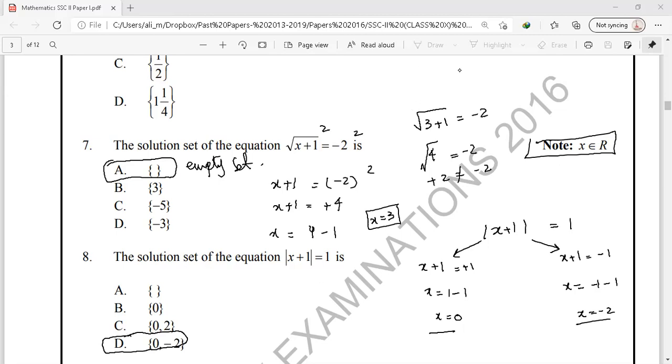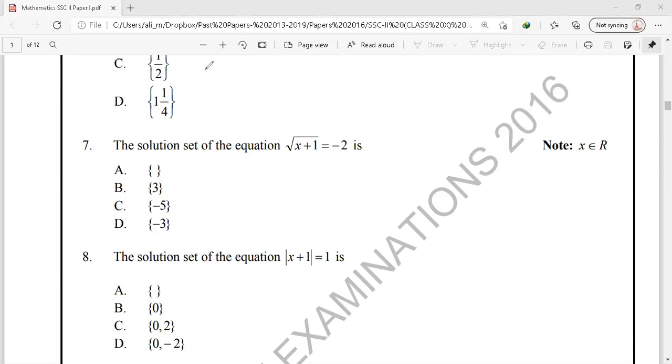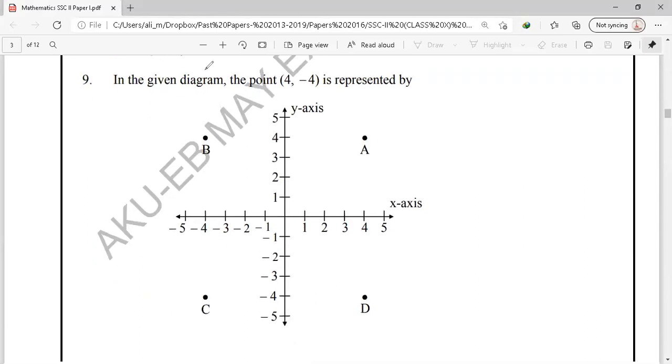So let's see question number 9 then. In question number 9, we have to find which of the following points A, B, C, and D represents this point. The first value, that is the abscissa, is x, and the second value, minus 4, is the ordinate. It means we have x positive and y negative.